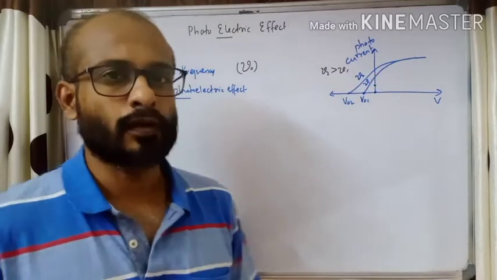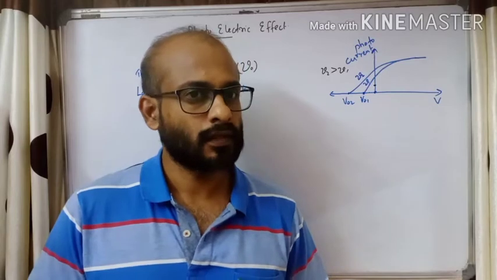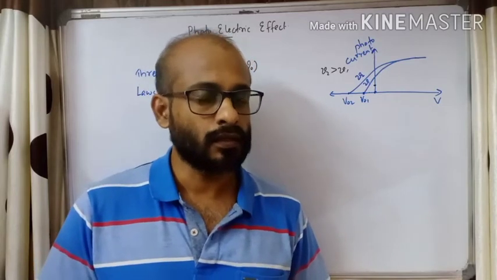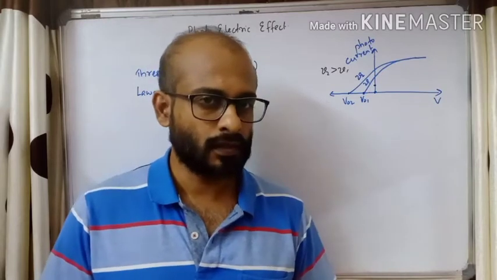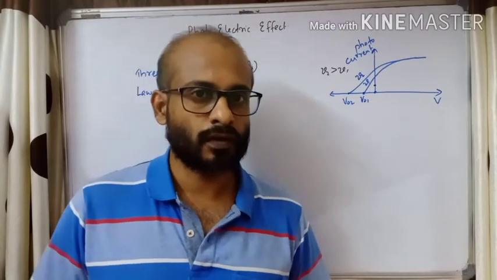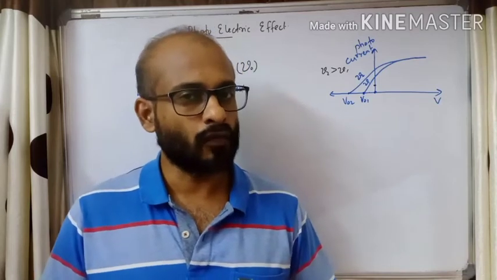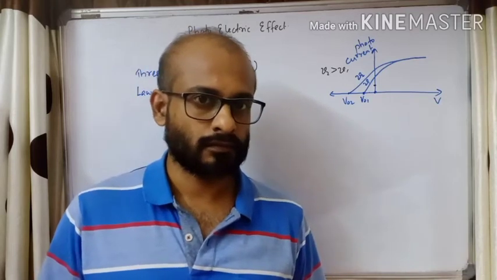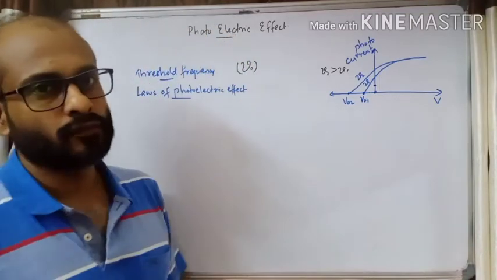There is a particular frequency below which there is no photoelectric emission taking place. This particular lower frequency is called the threshold frequency. So, for every photosensitive metal surface, whatever may be the intensity of light which we use, there is a minimum frequency of light below which there is no photoelectric emission. That minimum frequency is called the threshold frequency.